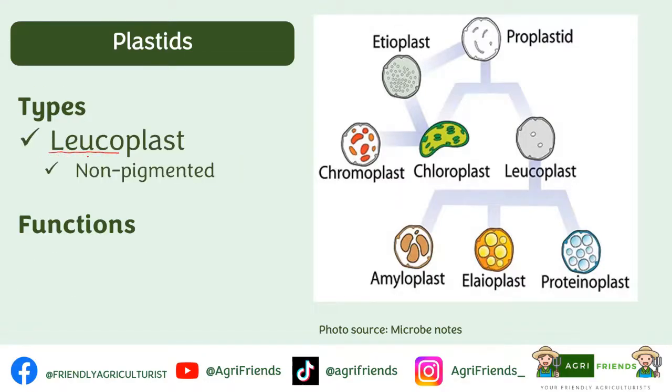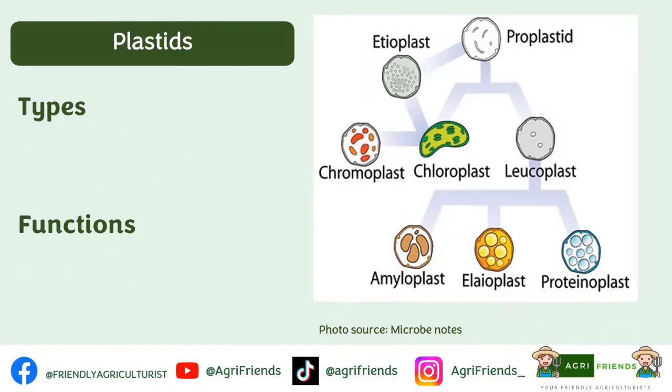Leucoplast, leuco meaning white. These are non-pigmented or the white plastids with storage function. There are different types of leucoplast according to the substance they store. The amyloplast is for starch since amylo means starch. Elaio means olive oil, so these are for fats and oils. Proteinoplast is for protein storage. Another term for this is the aleuroplast and proteoplast.